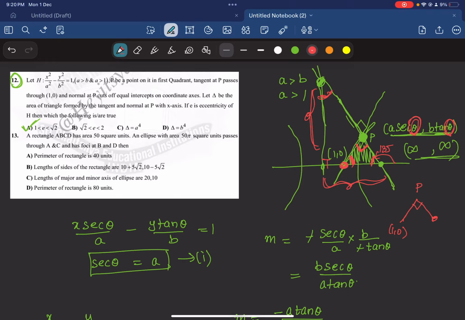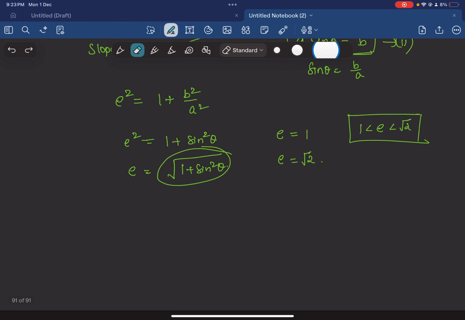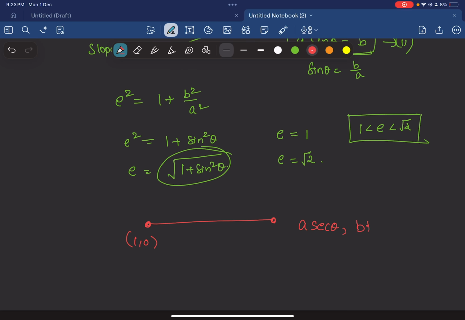So if this is, let's say, A, the area of the triangle will be simply half AP square. Half AP, this is also AP, half base into height. So half AP square. Your A is (1, 0). Your P is (a secant theta, b tan theta). So this is P, this is A, and half AP square is the area.